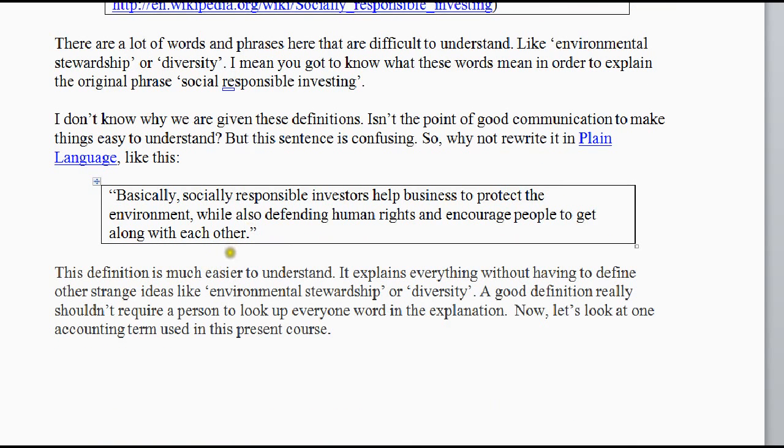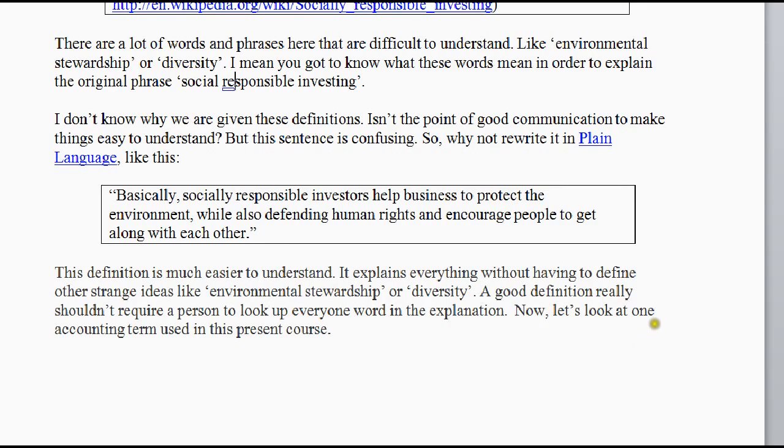You could write something like this. Basically, socially responsible investors help businesses to protect the environment, while also defending human rights and encourage people to get along with each other. This definition is much easier to understand. It explains everything without having to define other strange ideas like environmental stewardship or diversity. A good definition really shouldn't require a person to look up every word in the explanation.